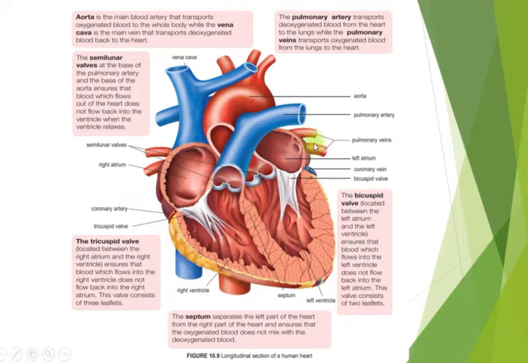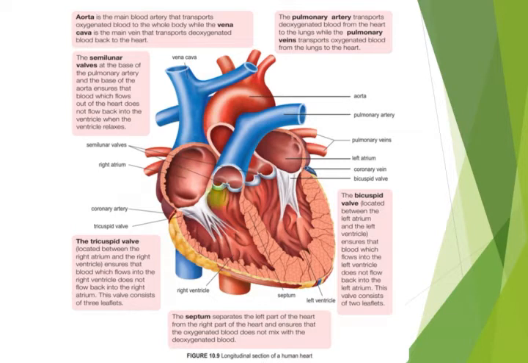Okay, so what is the function of the pulmonary veins? It will transport the oxygenated blood from the lungs to the heart. And then this is referred to the pulmonary artery. The pulmonary artery will carry the deoxygenated blood to the lungs. Right? So that refers to the blood vessels of the heart.